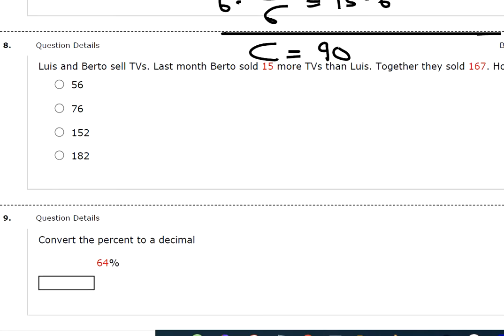So we saw this earlier in the course. Luis and Berto are selling TVs. Last month, Berto sold 15 more than Luis. That's what that second sentence translates to. If L is the number of TVs Luis sold, then Berto is 15 more than Luis. And together, if you add up the total TV sales, they make 167. So to find out the number of TVs Luis sold, we're going to plug in what Berto is into this bottom equation so that we just have an equation dealing with the letter L. So instead of B, I'm writing 15 plus L.